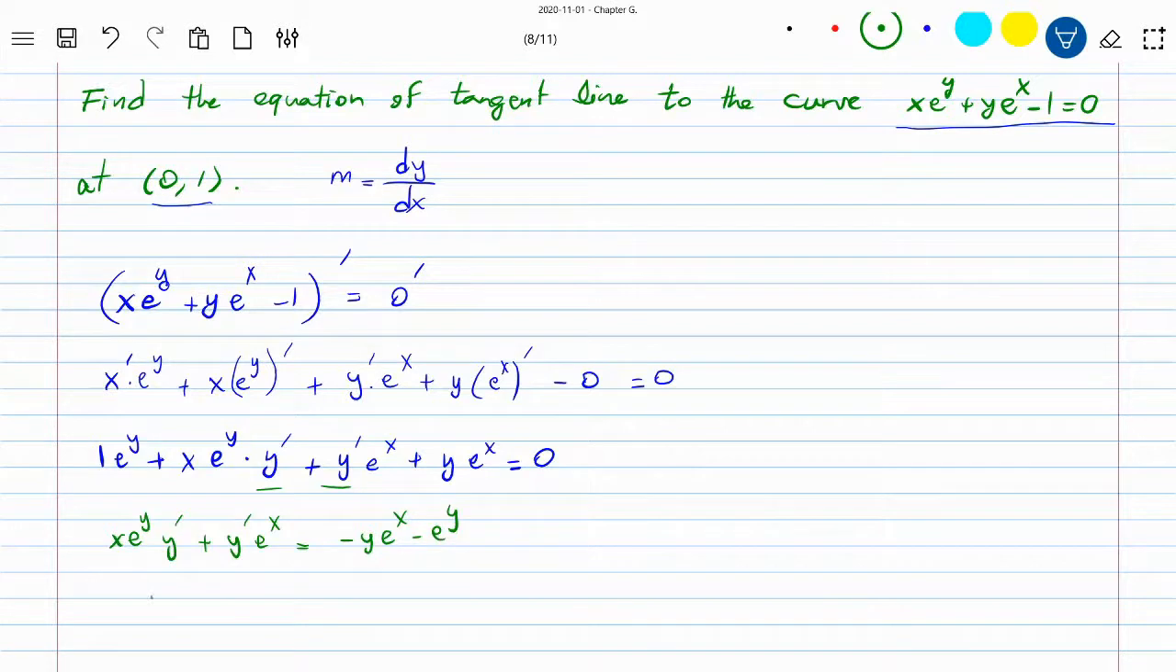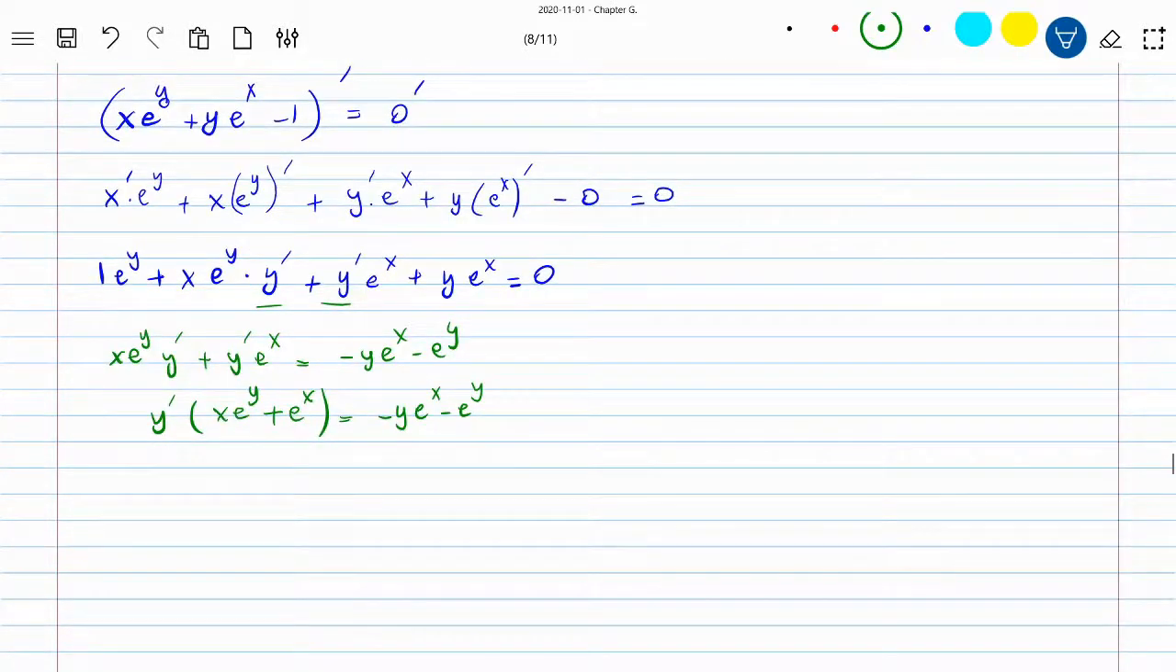And now factor out the y prime. These are the steps that we have done before. The only difference is we never did implicit differentiation with exponential function because we didn't know the derivative. Now that we know the derivative for e to the x, we should be able to use the same idea. So the derivative is negative y e to the x minus e to the y divided by x e to the y plus e to the x.